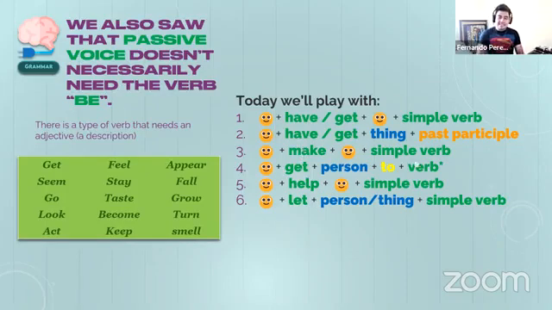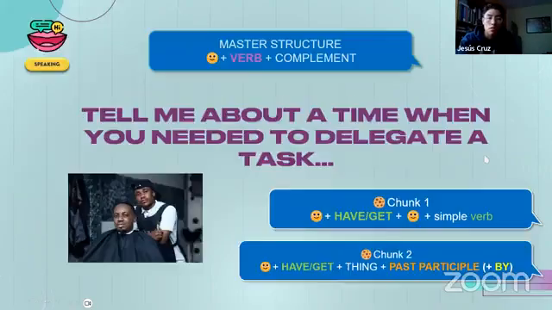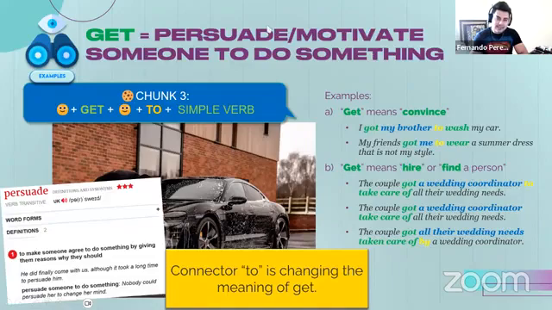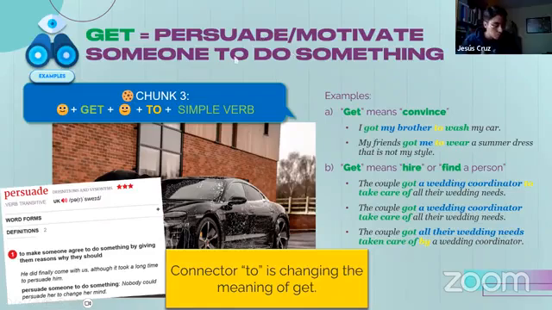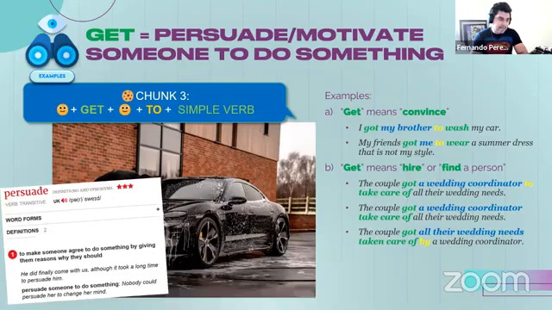The difference between these is not the formula. Well, one thing is the formula, but the other thing is the meaning that they convey. That's the idea you want to transmit. Exactly. The verb get plus the connector to talks about persuasion. Persuasion, motivation, to convince somebody to do it. You are convincing a person.